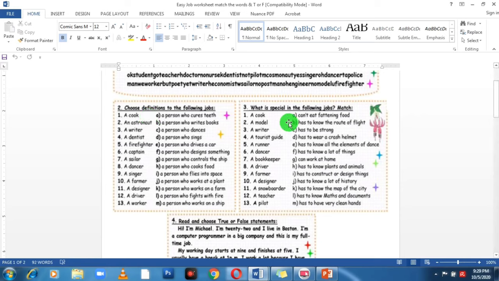Okay, and part three, what is special in the following jobs? You just match them as well. Okay, a cook, a model, a writer, and more. For example, number two, a model. A model has to what? I guess a model can't eat fattening food. Fattening food means food which contains lots of fats. That's why they have to be slim, because they are models.